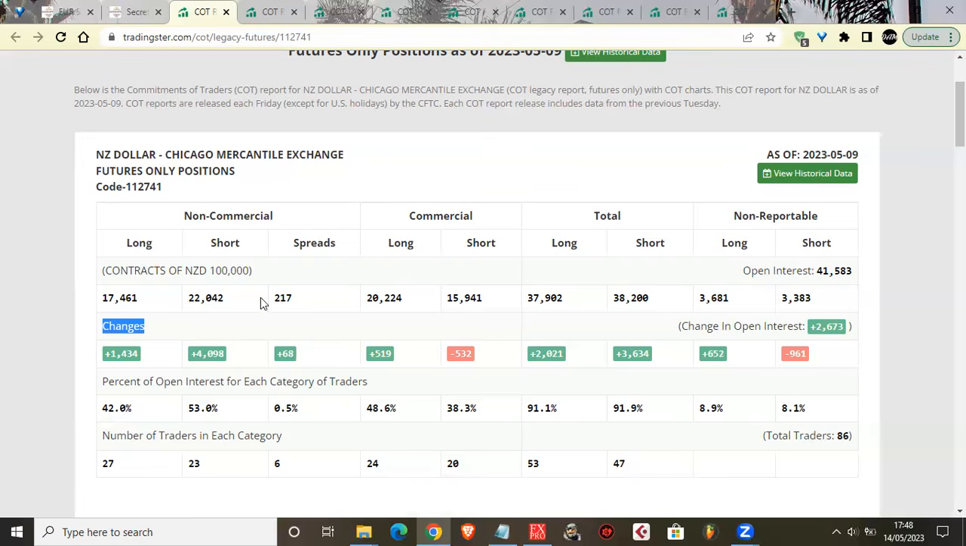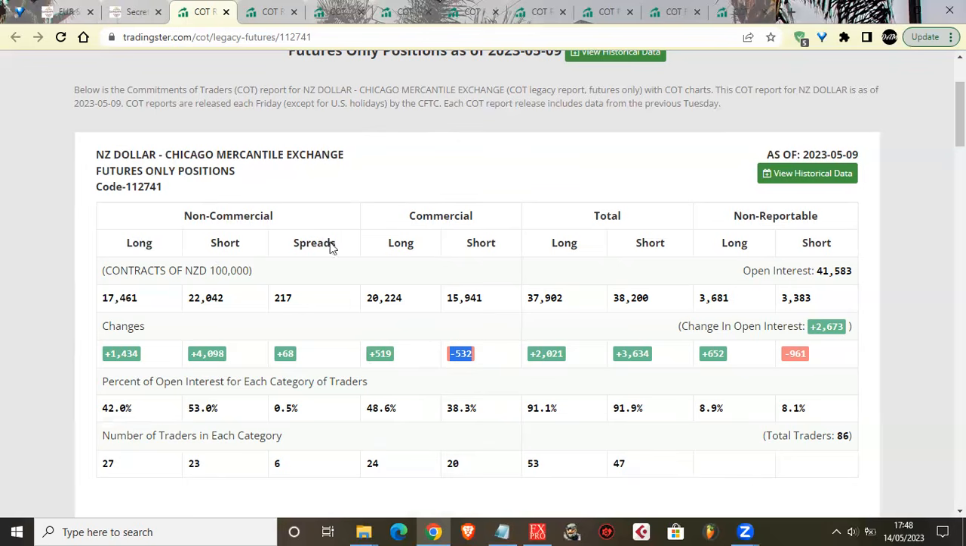Now, what we look at is the changes. Long means buy, short means sell. If there's a positive change towards one side and a negative change towards the other side, then most likely the price is going to go towards the side that has the positive change.